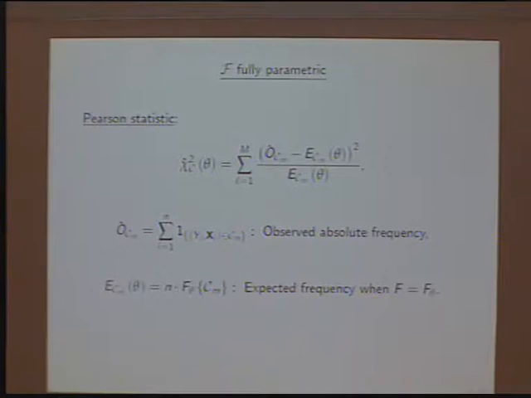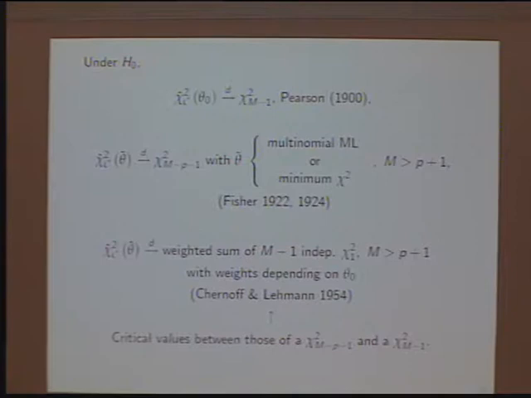Then if the model is fully parametric, everybody knows this nice formula for the Pearson statistic, where the O hats are the observed absolute frequencies, and the E's are the expected frequencies when the joint distribution is identical to the parametric distribution under the null, for some theta zero, which is going to index these expected frequencies. Then, under the null hypothesis, we know that this Pearson statistic converges to a chi-square with n minus 1 degrees of freedom. This is the result of Pearson.